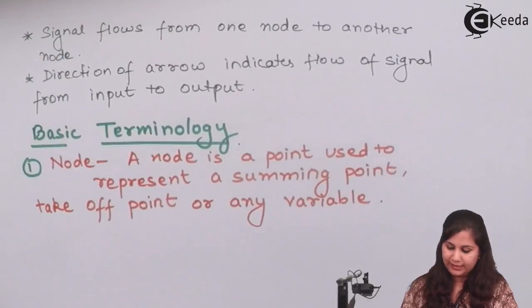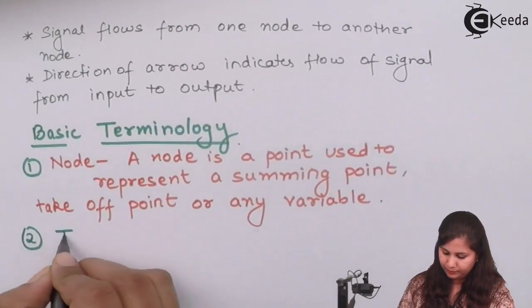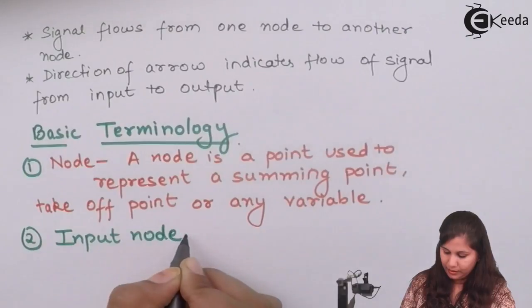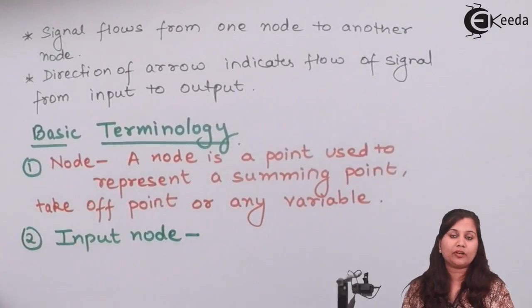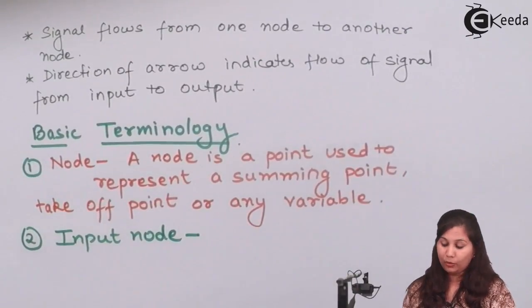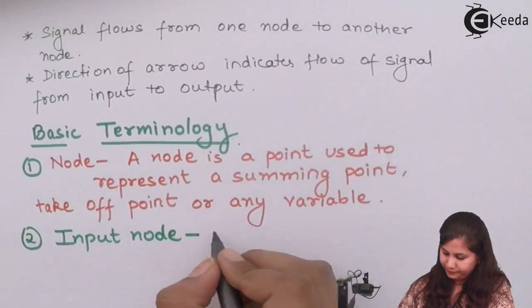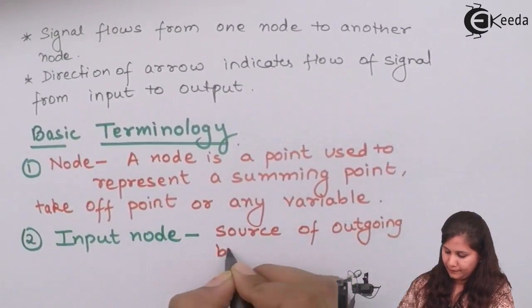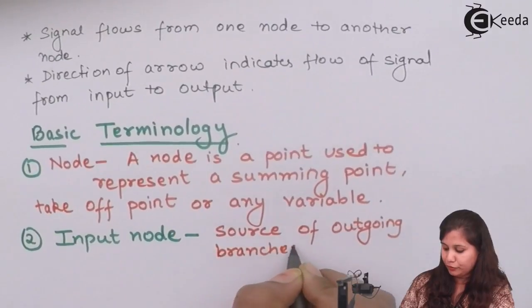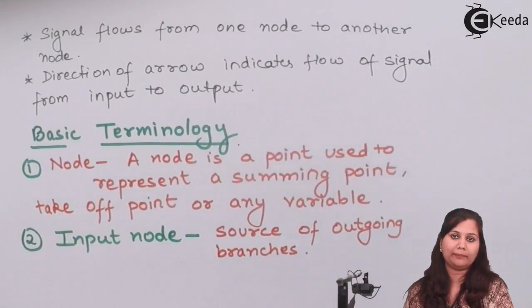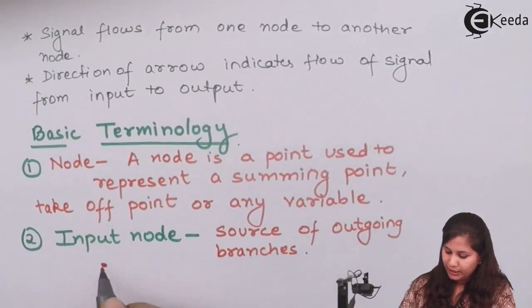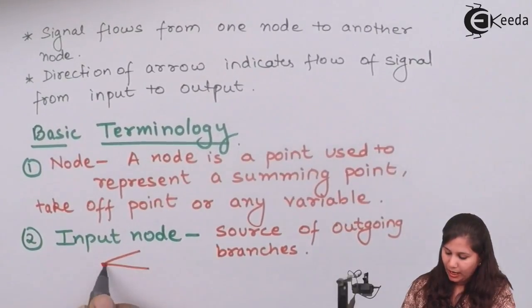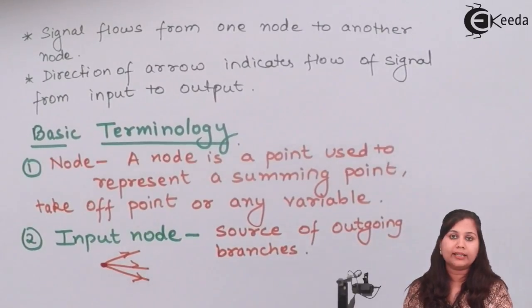The second term is the input node. An input node is a point where all the signals are going out of it. Or we can say that the input node is the source of outgoing branches. So if this is a node, then it will have all the outgoing branches from it. This node will be called an input node.